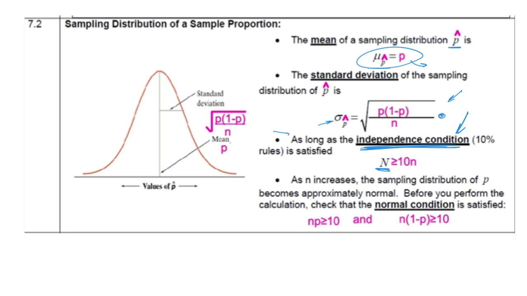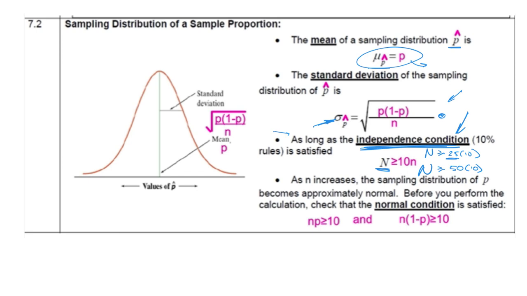Then we changed our sample size. At first, the sample size was 25, so is the population bigger than 25 times 10? That was our first sampling distribution. Then we changed it to 50. So are there at least 500 candies in the machine? If so, then the independence condition is satisfied.